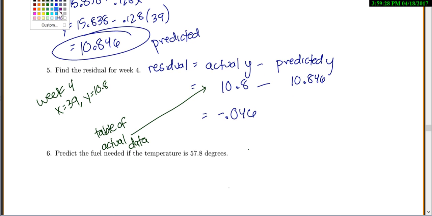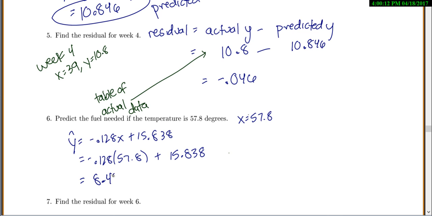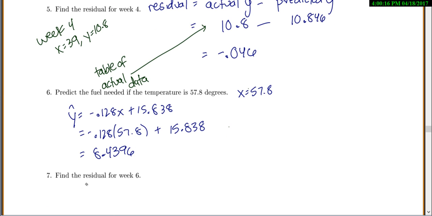So let's try our next example. Let's predict the fuel needed if the temperature is 57.8 degrees. So x equals 57.8. And truly, again, we just plug it in the line. Now technically this should have a y hat on it to remind ourselves that this is our predicted value. The equation of our line is negative 0.128x plus 15.838. So just negative 0.128 times our x value of 57.8 plus 15.838 gives me 8.4396.